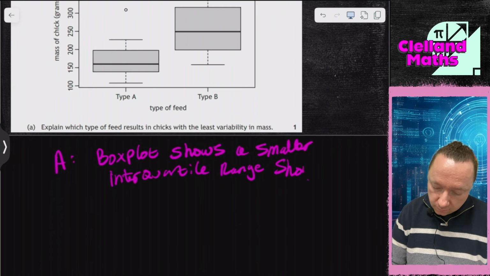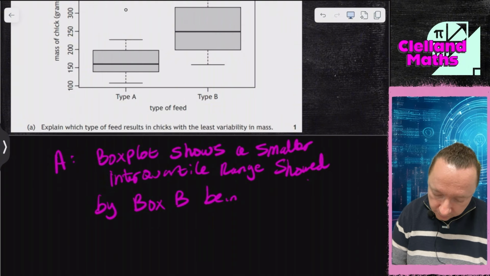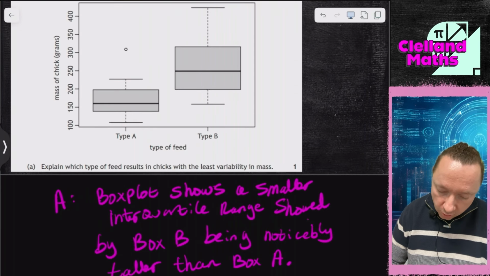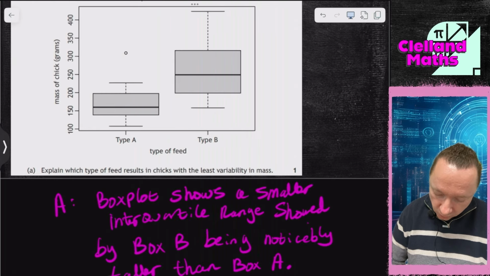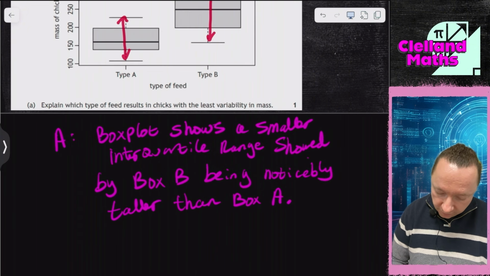By box A, B being noticeably taller than box A. We could also mention that the range is bigger as well if you wanted to. The range of B is a lot bigger than the range of A. So you could say that if you want.